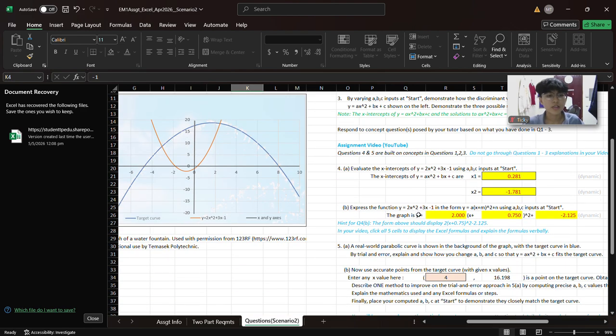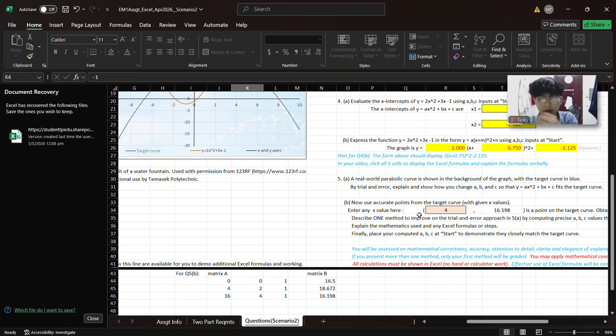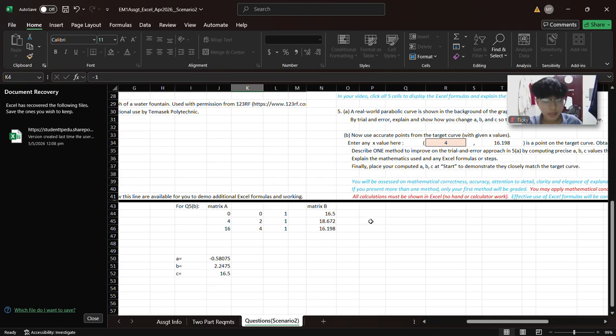Alright, so for 5, in 5a, the trial and error method shows the blue target curve faces downward. Mathematically, this means the coefficient a must be negative to invert the parabola. For 5b, I use the matrix method to get the accurate values.